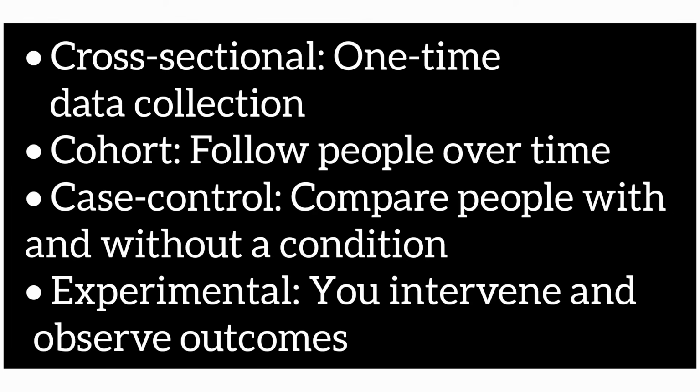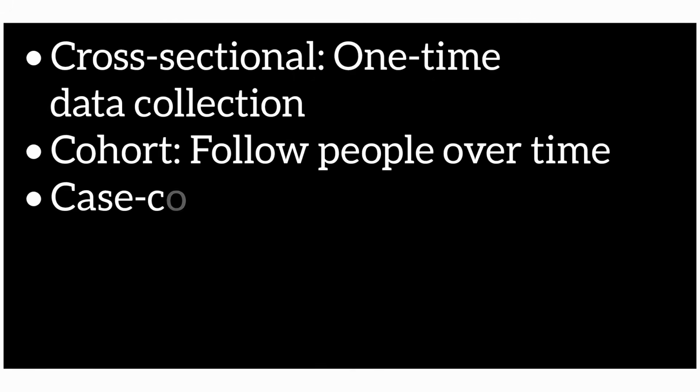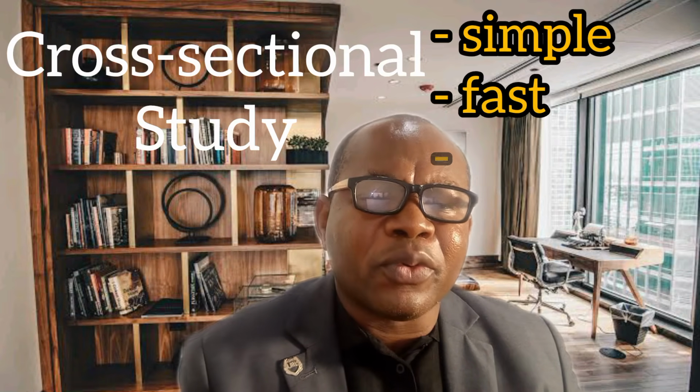Now, the common designs include the cross-sectional study, which is a one-time data collection. The second is the cohort study, where you follow people over time. And third is the case-control study, where you compare people with or without a condition. And the fourth is the experimental study, where you intervene and observe outcomes. Beginners usually start with cross-sectional because it is simple, fast, and affordable.